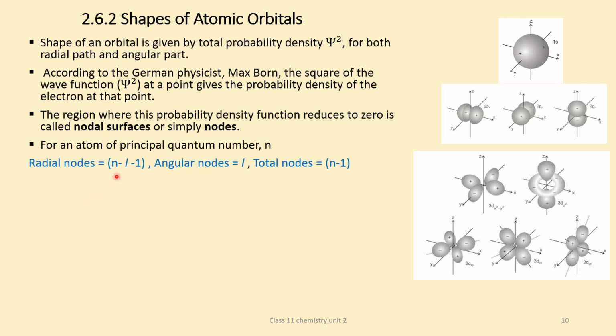For an atom of principal quantum number n, the number of radial nodes is equal to n minus l minus 1, and the number of angular nodes is equal to l. Therefore, the total number of nodes will be the sum of the two, that is n minus 1.